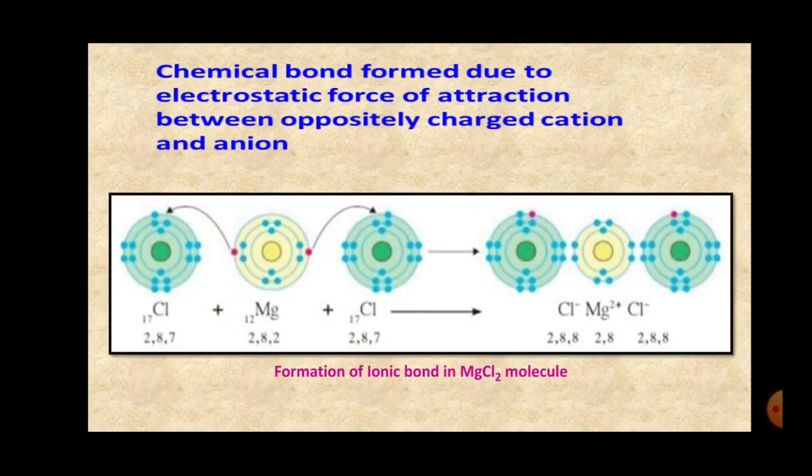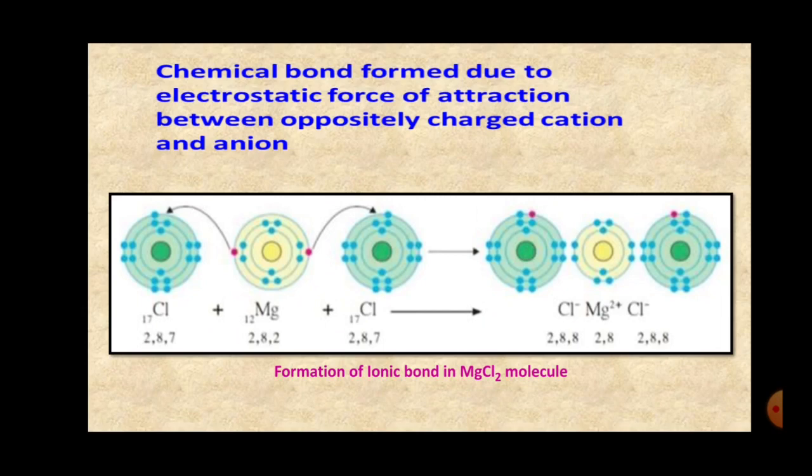Then the second example we are going to study of the formation of a new chemical bond is magnesium chloride. How is the magnesium chloride molecule formed due to the electrostatic force of attraction between the positive and the negative ion? Magnesium has atomic number 12 and electronic distribution 2, 8, 2. It has 2 electrons in the outermost orbit. Chlorine has atomic number 17. It has 7 electrons in the outermost orbit.